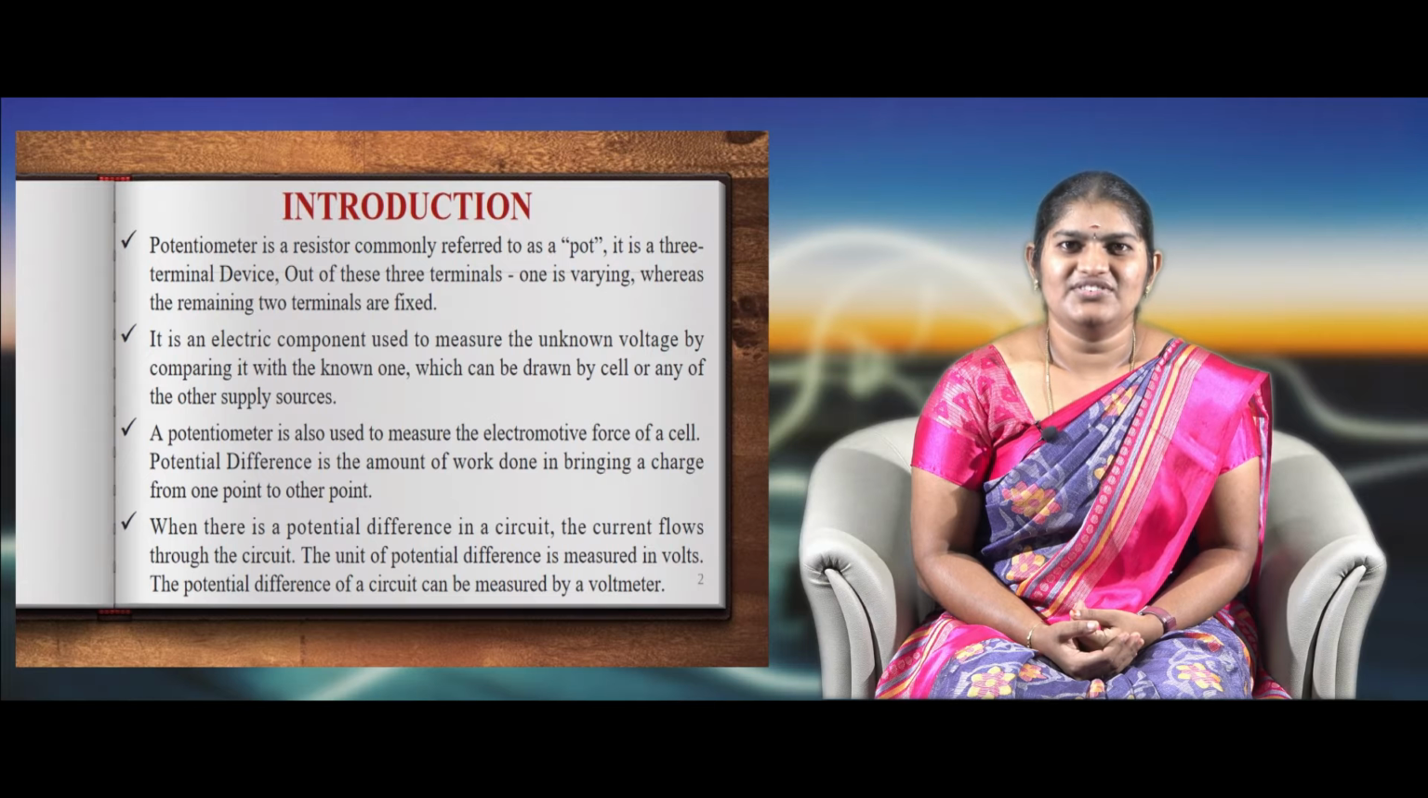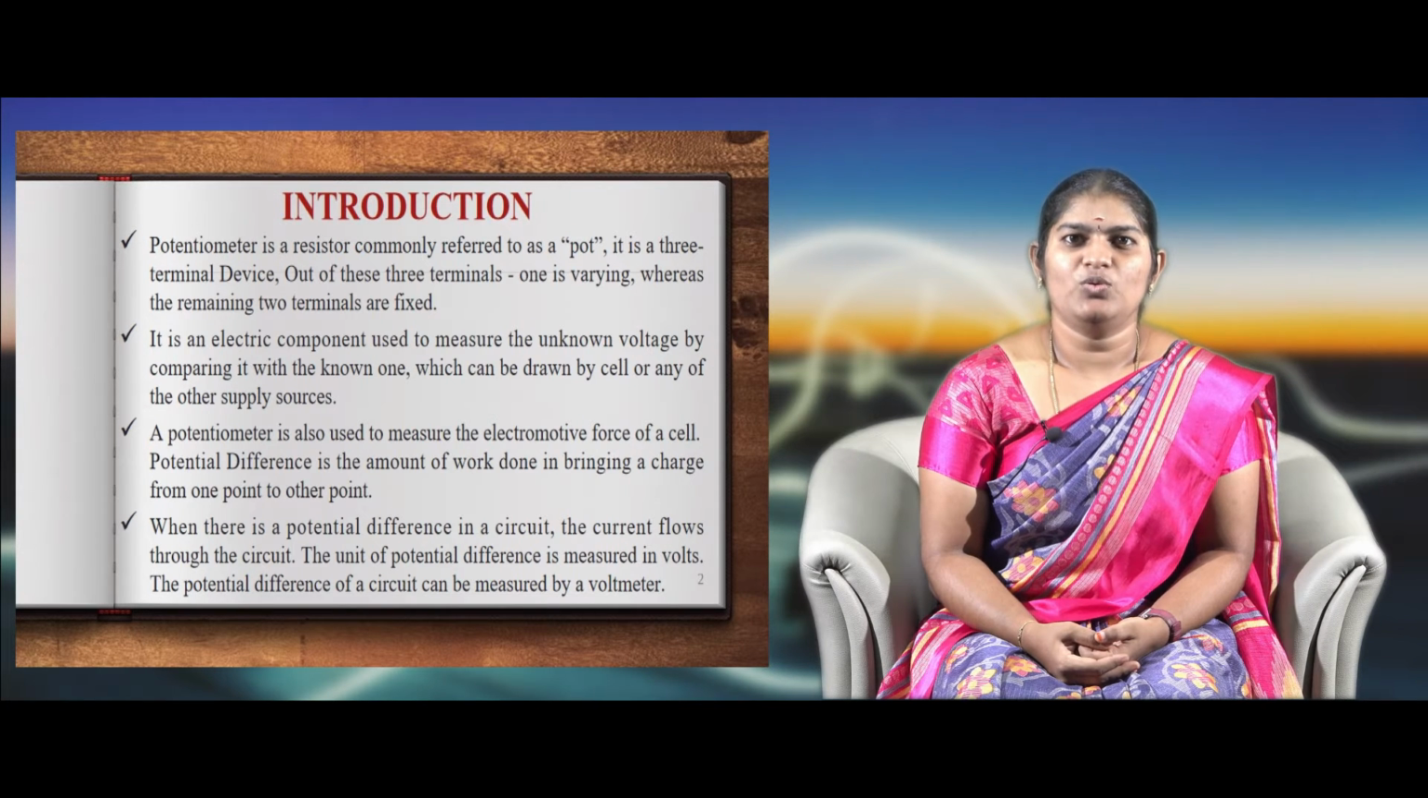Potentiometer is a resistor which is commonly referred to as a pot. It is a three-terminal device. One terminal is a varying one and the other two terminals are fixed. It is used to measure an unknown voltage value by comparing it with a known voltage, such as a cell or other supply voltage. Potentiometer is used to measure an electromotive force.